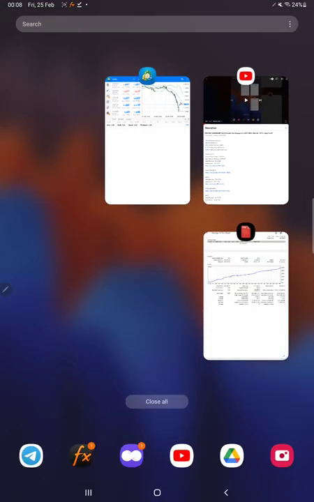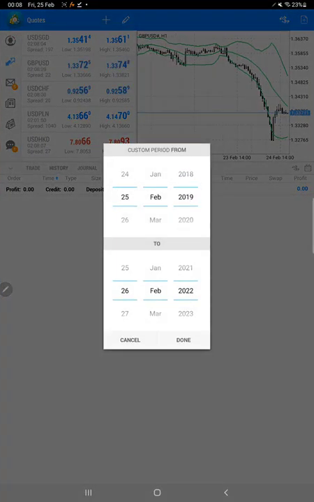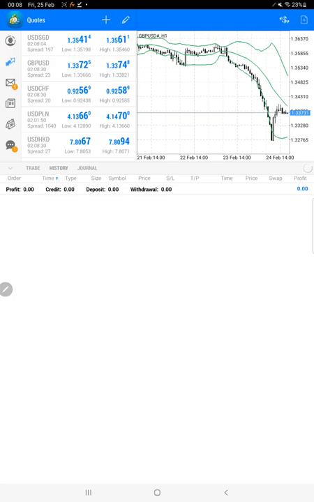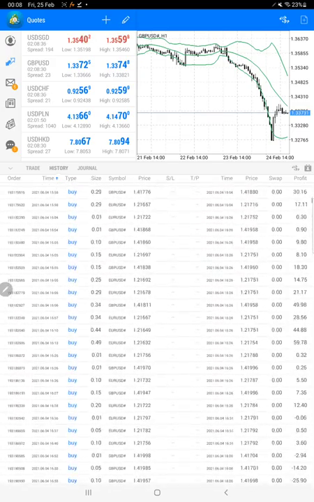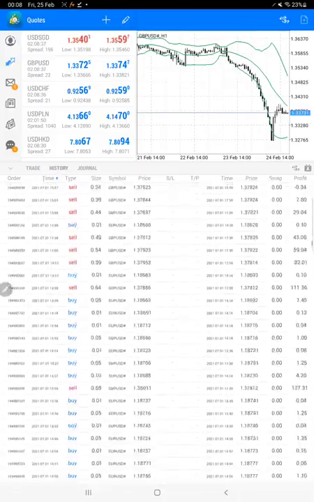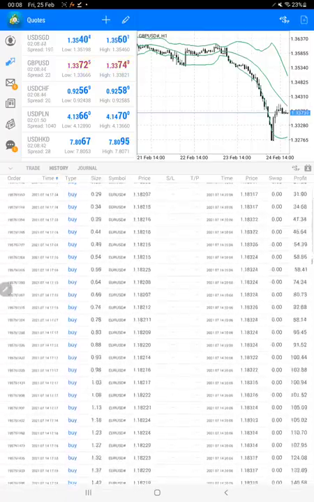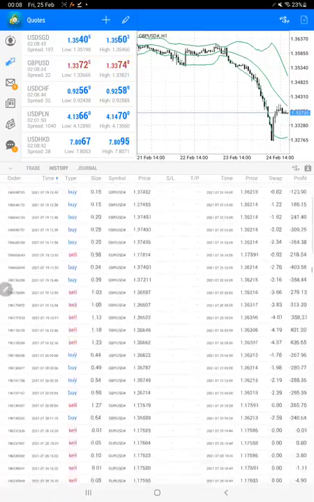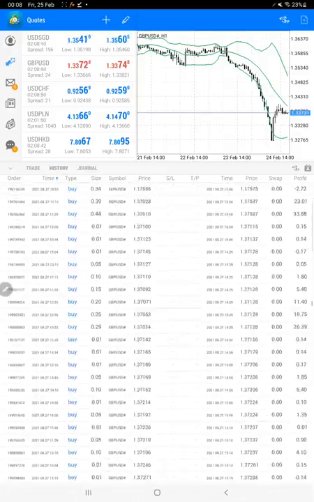Starting with the trading account history, here we will select a custom period, so all history will be available, and we'll scroll down so the total profit we can see. All the trades are with the euro and GBP only. We are scrolling down, so we'll come to know what's the current profit scenario now. The number of trades you can see, it's very high.